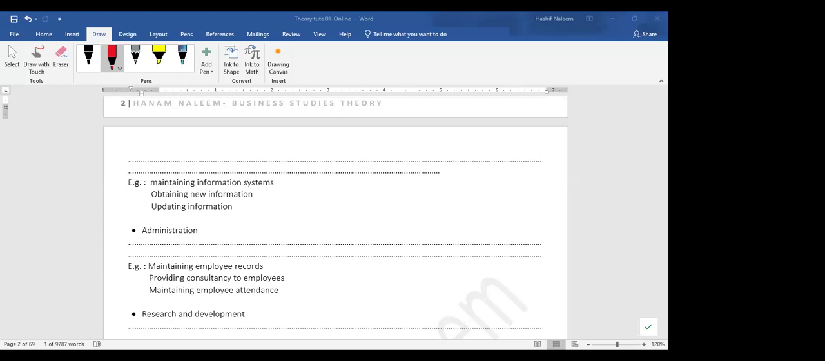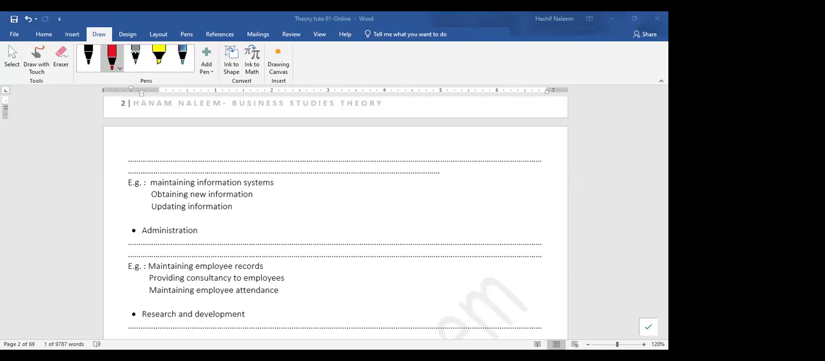And the second one is what? Providing consultancy to employees. So cut that off. It won't come under administration. The third one is maintaining employee attendance. Simply, any paper related work, document related work comes under what? Admin activity.